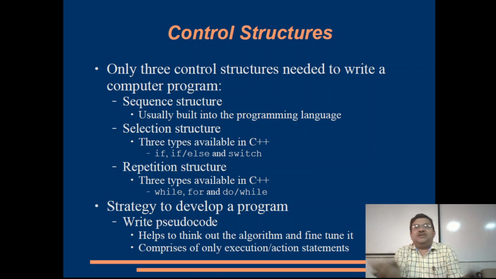So this is the basic building blocks of a code. Using these three features, you can solve any problem. You can write a working program using these. So how exactly do you go about developing a code?